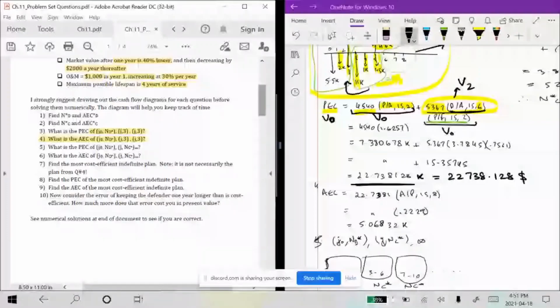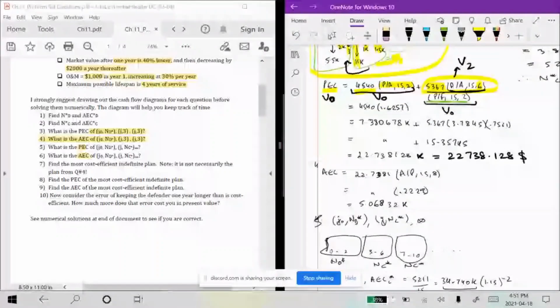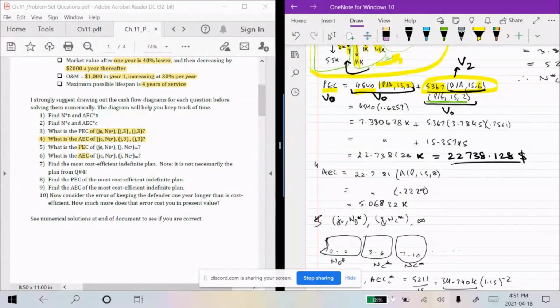Now what it's saying is find the AEC of the given plan. So this is really simple. What you do is you just annualize the present worth that you got here. To do that, take this present worth. Let me write that again. 7.3. Take this present worth and annualize it. Again, I'm doing this for 8 periods now.